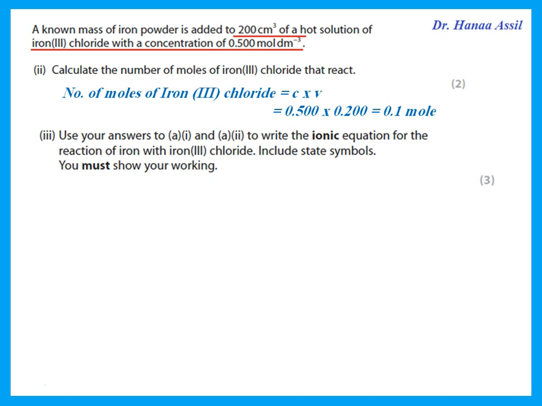Then he says, use your answers to write the ionic equation for the reaction, include state symbols. You must show your working. Okay, what was the reaction? The reaction was iron, which is a solid, plus iron 3, which was aqueous, and he said the only product is iron 2.